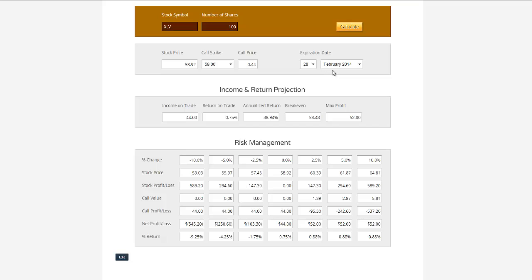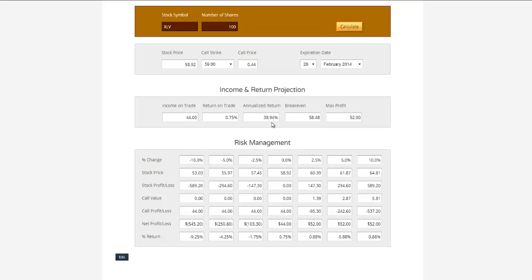You'll go February 14th. It's February 2014, the 28th. This is our call price. The closest strike is, this one's only 8 cents away too, so the 59. The return for just this trade is 75 cents. Annualized return is 38.94.